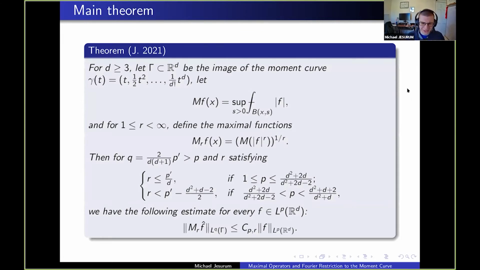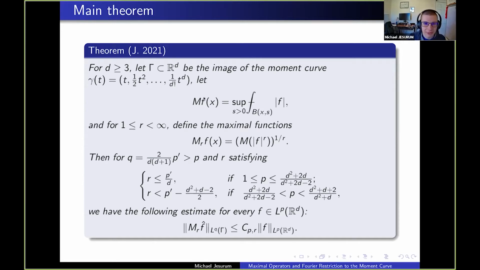And here is my theorem in full glory. There's a lot of text on this slide. First of all, we're looking at dimensions d bigger than or equal to 3. As I mentioned, the case of d equals 2 is pretty well understood. The case that Ramos did on the unit circle is basically the same as the moment curve in 2 dimensions. The techniques are all equivalent. So in 2 dimensions, this theorem is due to Ramos.